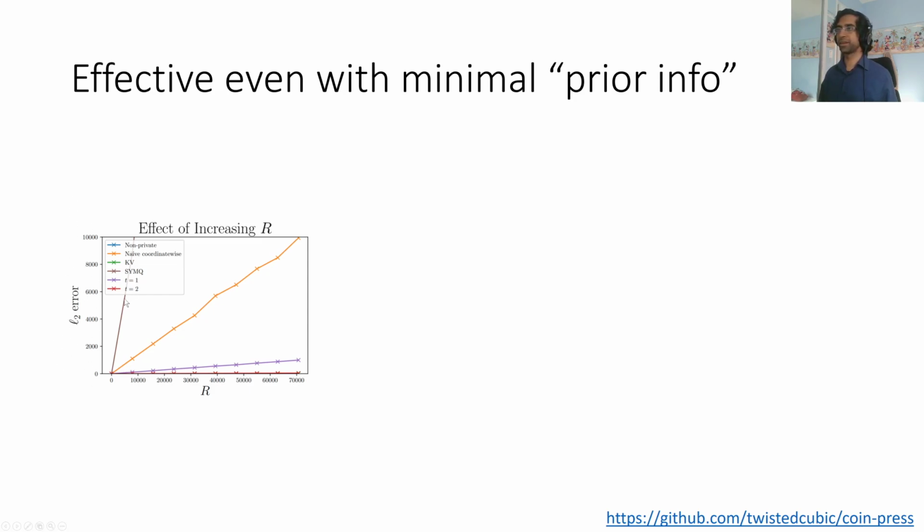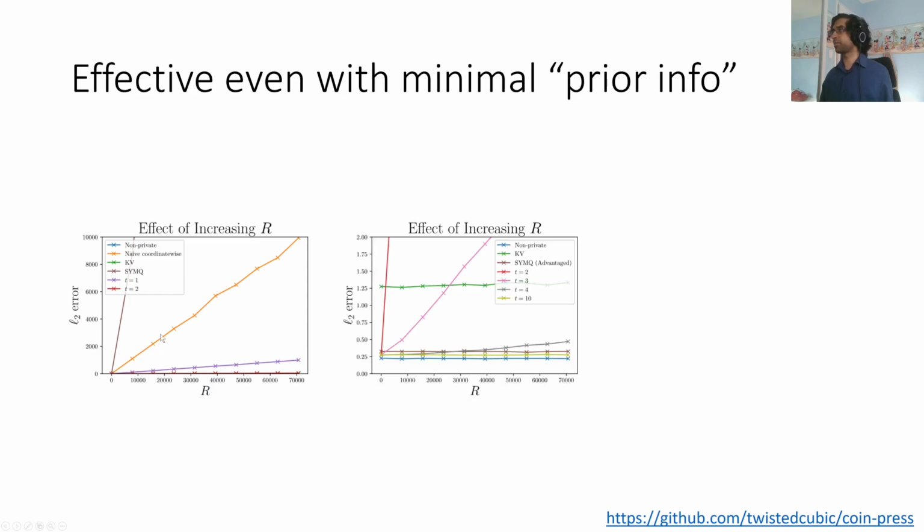So we can see that some of the methods, such as the SimQ method of do-it-all, immediately incur significant amounts of error as we increase our uncertainty. And naive coordinate-wise methods also incur significant error. So ours seems to be advantageous there. Let's zoom in a bit.